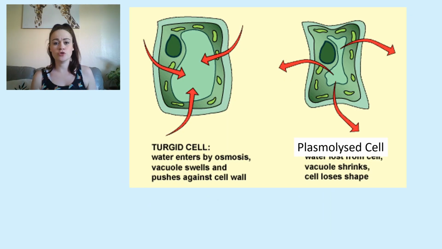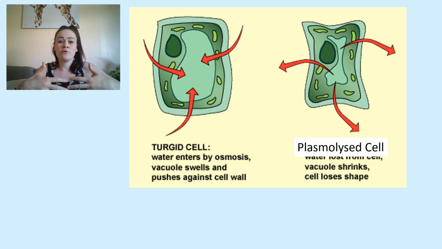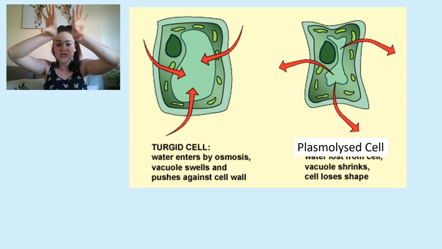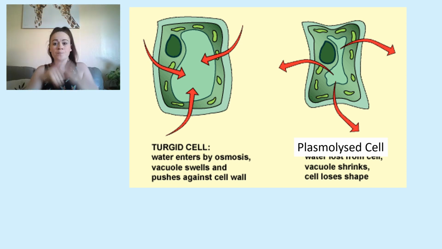Here we've just got 2 little diagrams summarizing that. So if the water goes into the plant cell, which would mean if it was in like a pure water, so there's more water outside, the cell is becoming turgid. Okay, the vacuole is getting bigger, everything's pushing out against the cell wall.